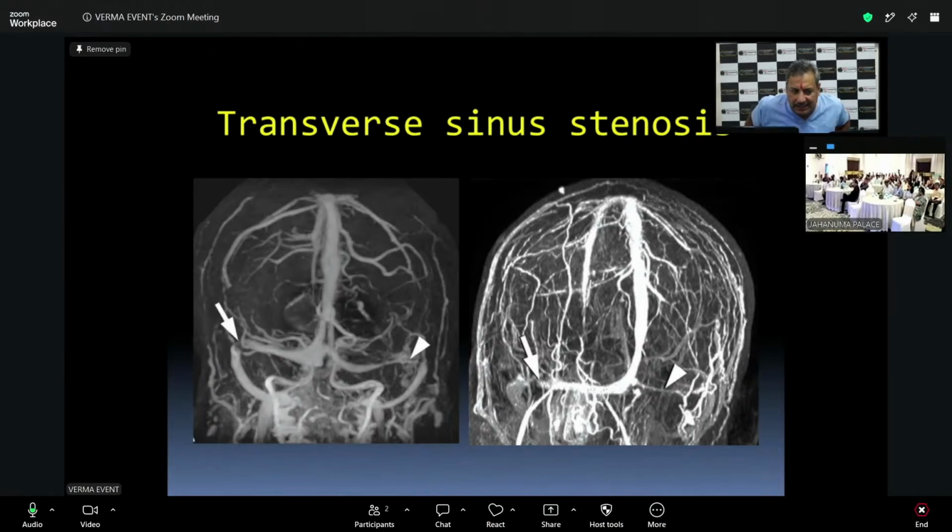So in this case, what we are doing is a CSF leak from the cribriform plate. This patient looks like having high pressure as well. This patient has a spontaneous CSF rhinorrhea.